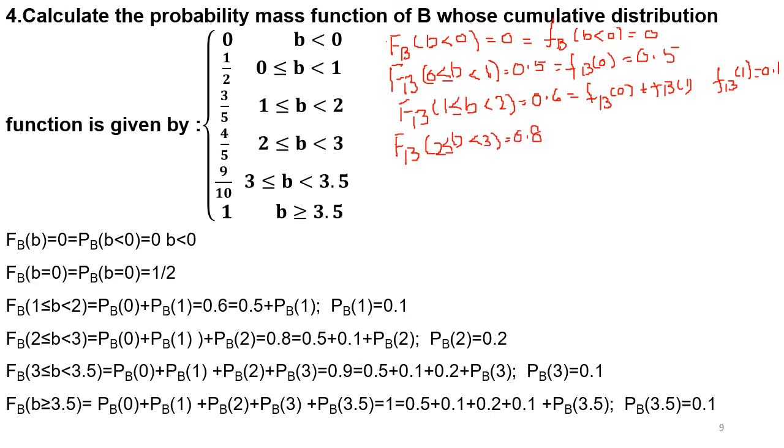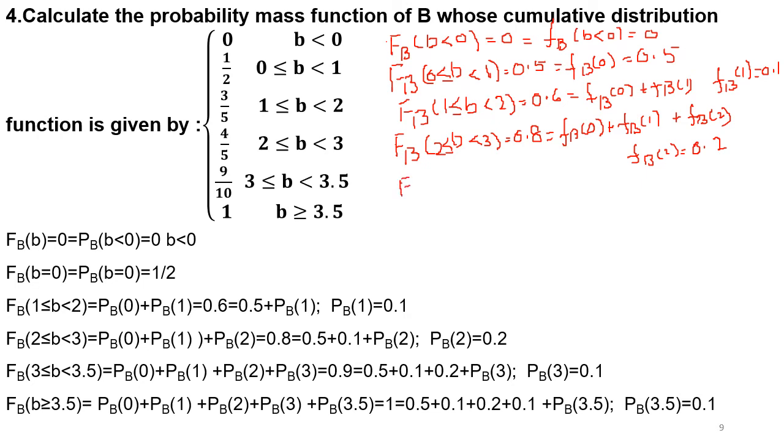It is the sum of fb of 0 plus fb of 1 plus fb of 2. Solving this, we get fb of 2 is equal to 0.2, because fb of 0 is 0.5, fb of 1 is 0.1, so 0.8 minus 0.6, that gives us 0.2.